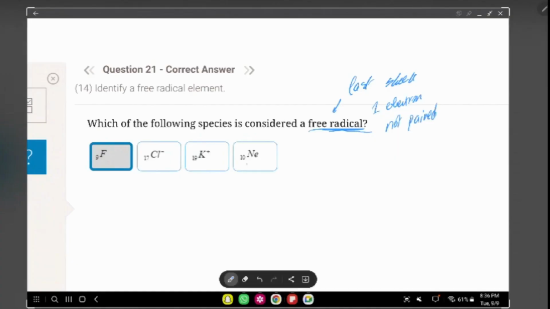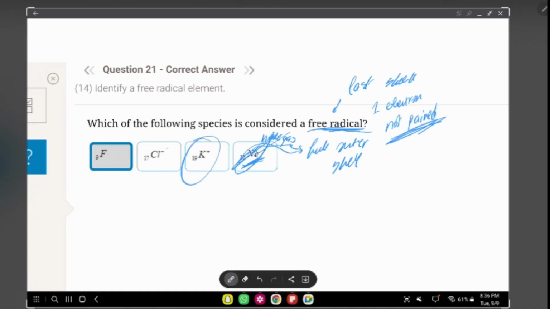Now, before starting, neon is a what? It's a noble gas. Noble gases, quickly, and I do this by elimination to save a lot of time instead of writing down the configs for all of them. Noble gases have a full outer shell. Does that mean there's anything not paired? Is it possible? No. So whenever you see any noble gas and they ask you about free radical, cross it out.